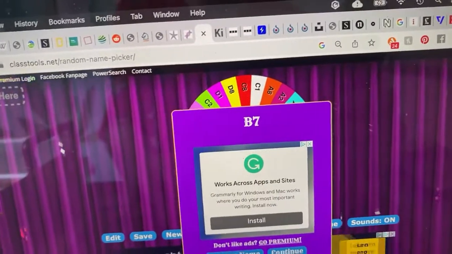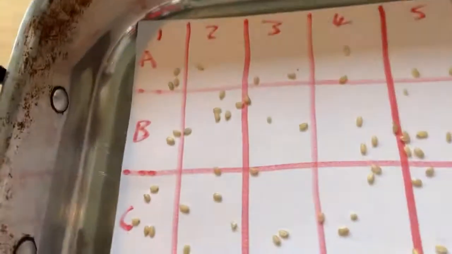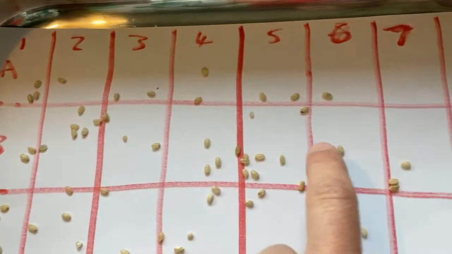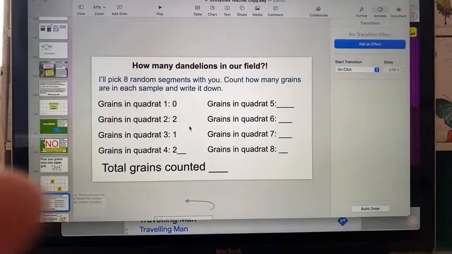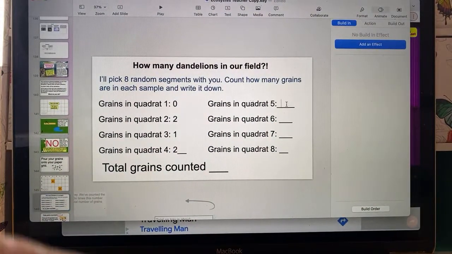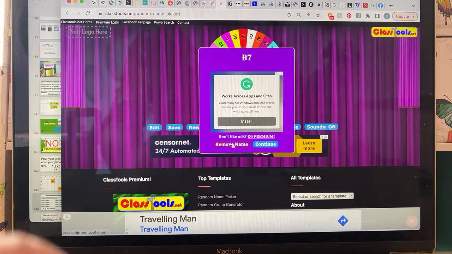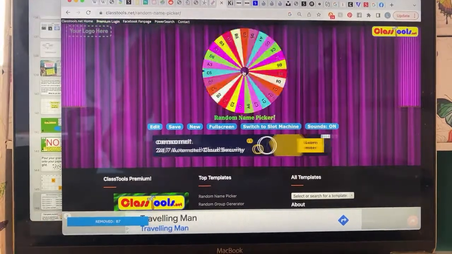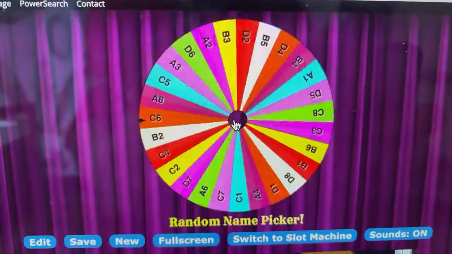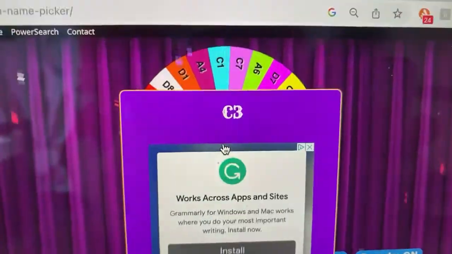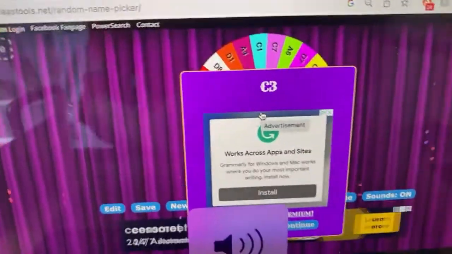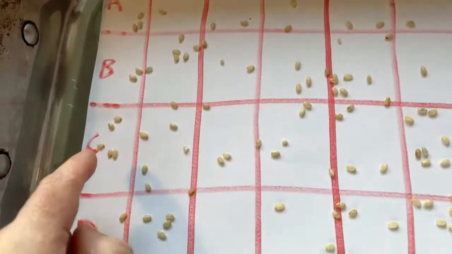B7. All right, so go to B7 and count how many. You can see how a different person doing it might get a slightly different result. Okay, so what's that? 3 more to go. That noise is getting really annoying. C3. So find C3. How many are in C3?